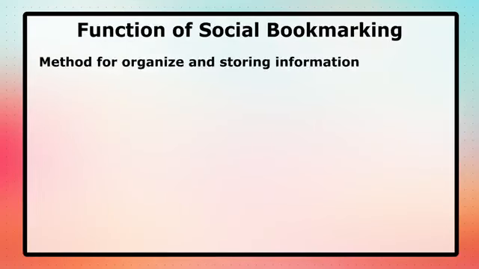Knowledge organization traditional methods, we will see controlled vocabulary, taxonomy, theory, ontology, all of these. But social bookmarking indicates a completely different type of approach. Functions of social bookmarking: a method for organizing and storing information.